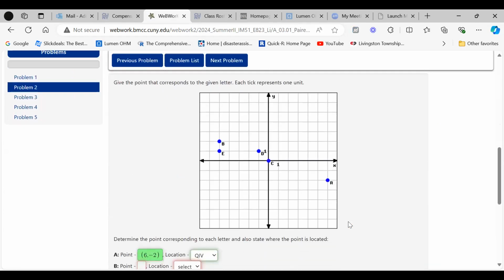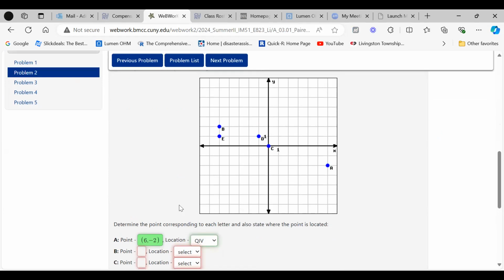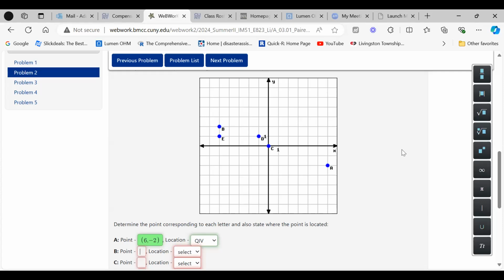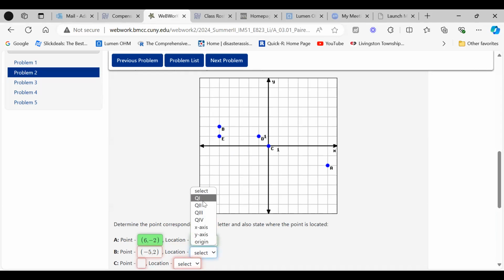So they want you to put an ordered pair for each point and also determine the location, right? Anybody want to answer point B? What would be the coordinate for point B and location? -5 and 2. And in which quadrant is it? Second. Second, very good. How about point C?